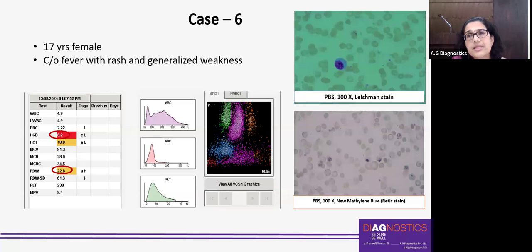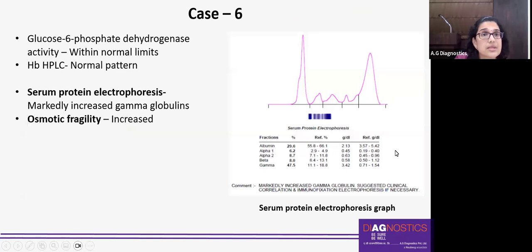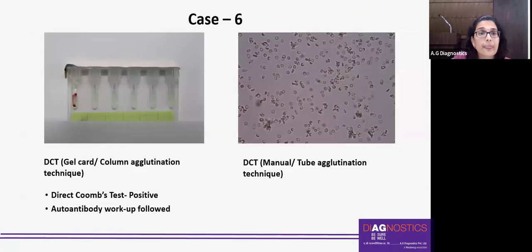The peripheral blood smear showed moderate anisocytosis with mild polychromasia. We could see some reactive lymphocytes and occasional microspherocytes. The retic count was increased. We did the osmotic fragility test, which was increased in this case, and they had done a serum protein electrophoresis, which showed a marked increase in gamma globulins.